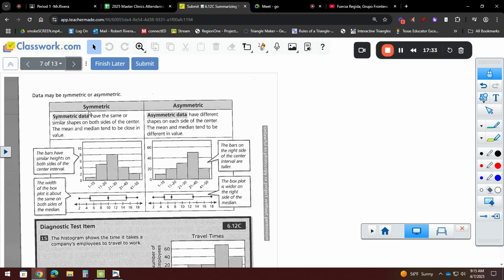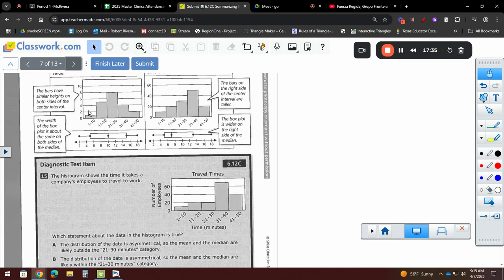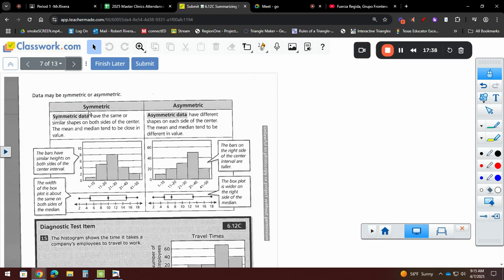Okay, it's symmetric and asymmetric. So you better listen now. Symmetrical data. They have the same or similar shapes on both sides. That means that if I would draw a line smack in the middle here, the right side would be almost identical to the what? Left side. It doesn't have to be exactly the same, but it could be pretty similar. Okay? Asymmetrical, you will not have that option. You'll see something like a little long tail to the left or a long tail to the what? Right.